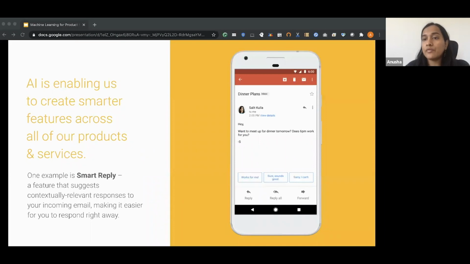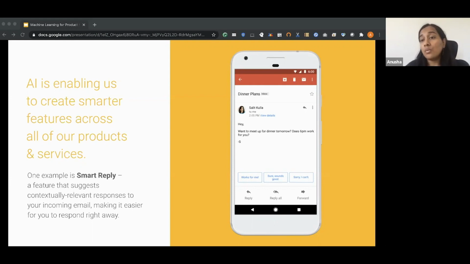Let's take the example of Smart Reply. It's an easy way to respond to emails on your phone with just one tap. With this feature, the system suggests contextually relevant responses to your incoming email, making it easier for you to respond right away. And of course, it gets better as you use it, adapting to the responses you've chosen in the past.